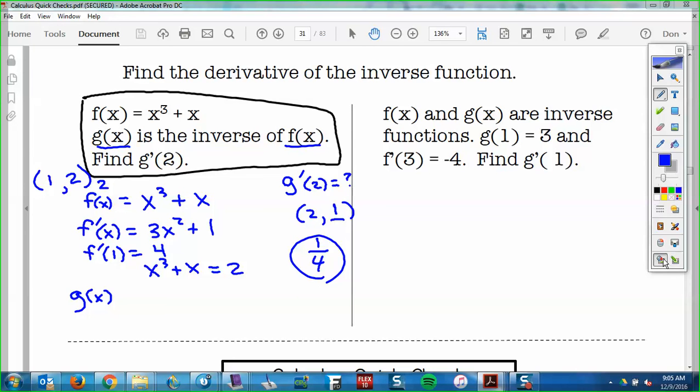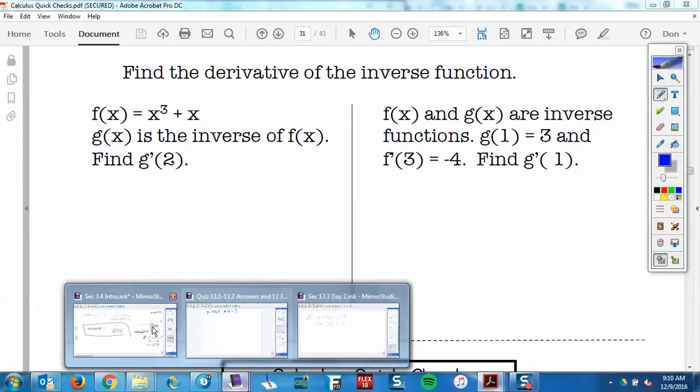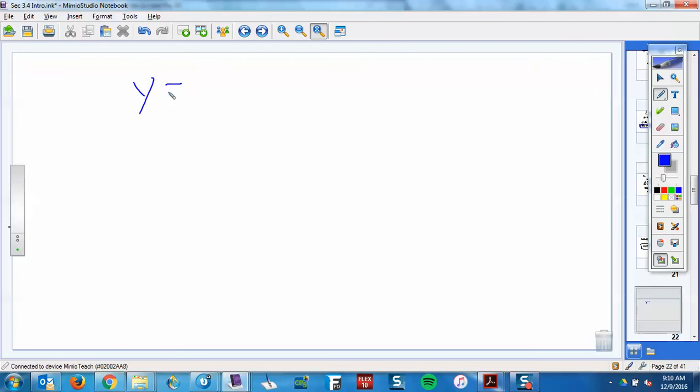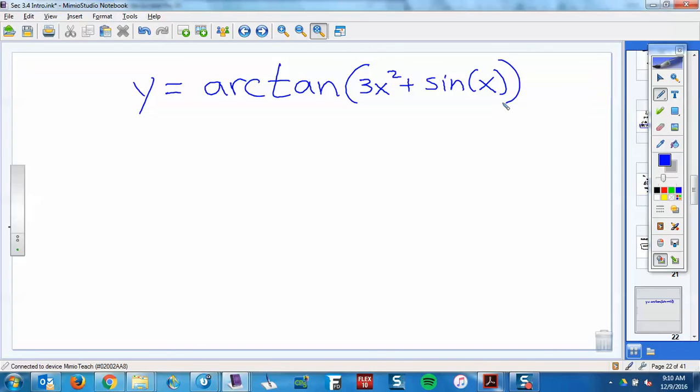Last thing, let's just do a quick example. Let's get focused back on what your homework would be like. So your homework would be something like this. You've got arctangent of 3x squared plus sine x, and you're supposed to find y prime. So y equals arctan of 3x squared plus sine x.